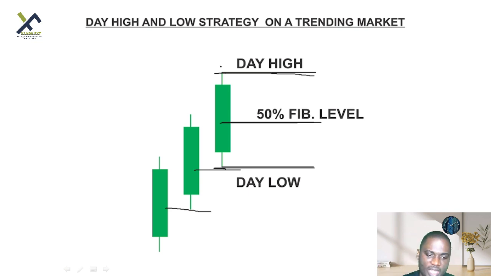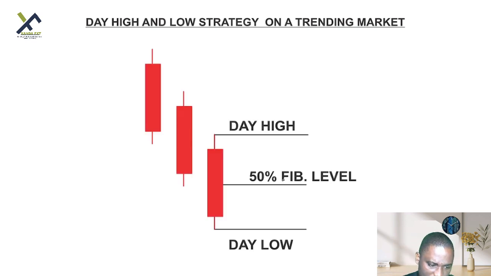Now, when you're using this strategy on a trending market, there are two places that you are likely to find your entry point. Number one, on the 50% Fibonacci level. Number two, on the day high, if it is a bullish trend, and on the day low, if it is a bearish trend.